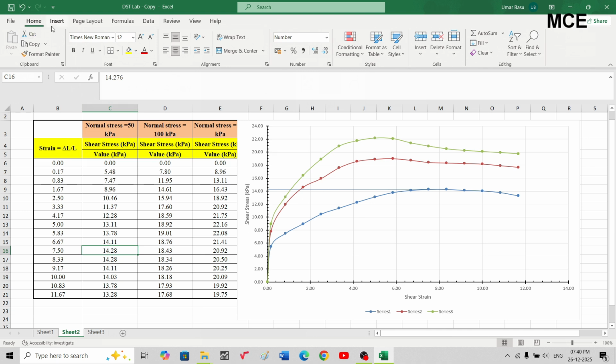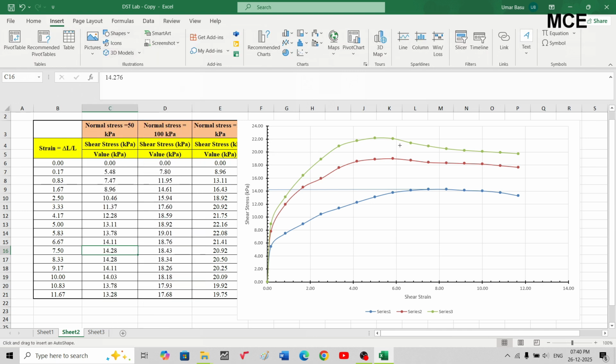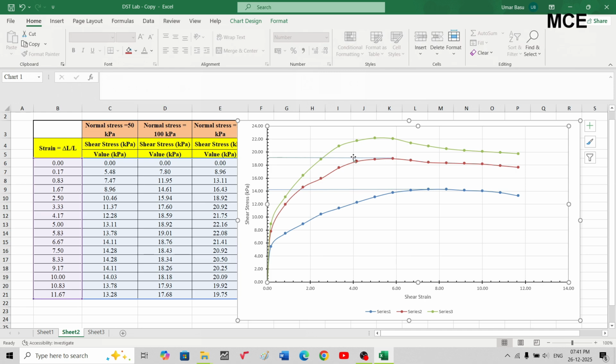Okay, similarly for normal stress of 100 kilopascal, this is the peak value, which is already 19.01. So draw a horizontal line. You can take it as 19.1 or 19.2. This is the peak value.